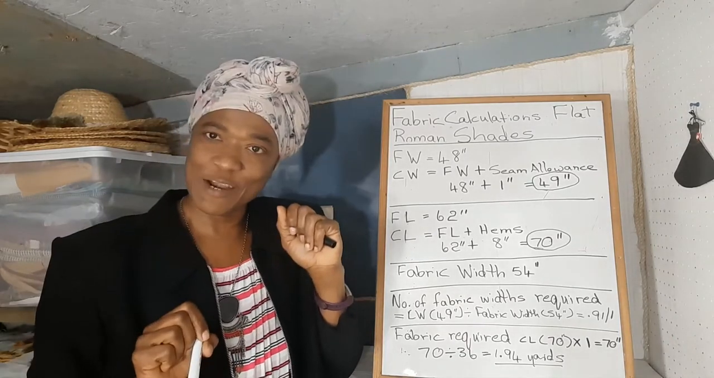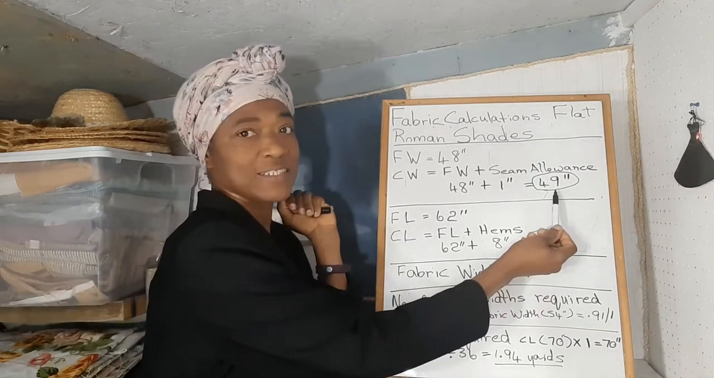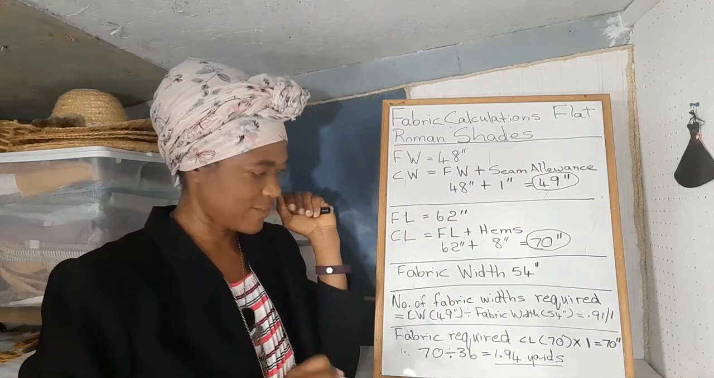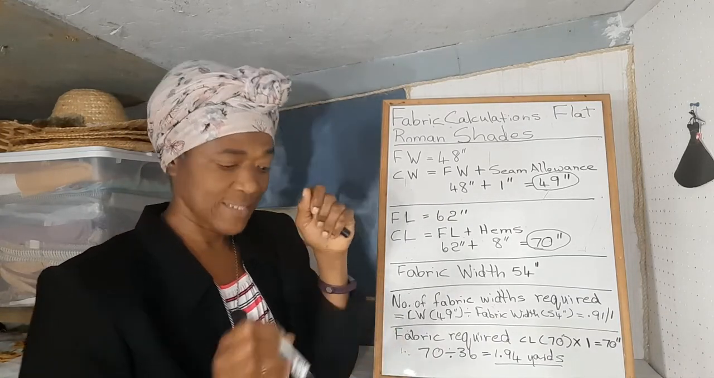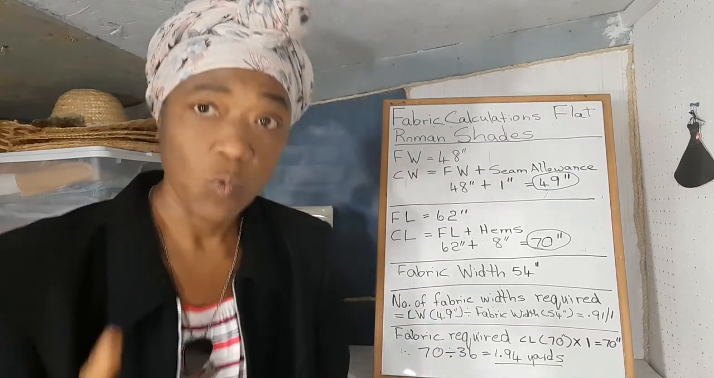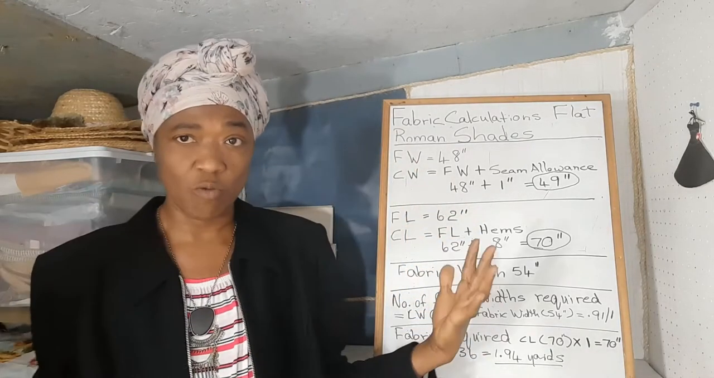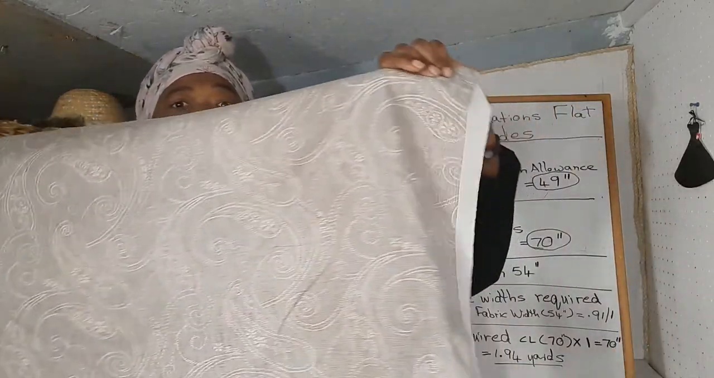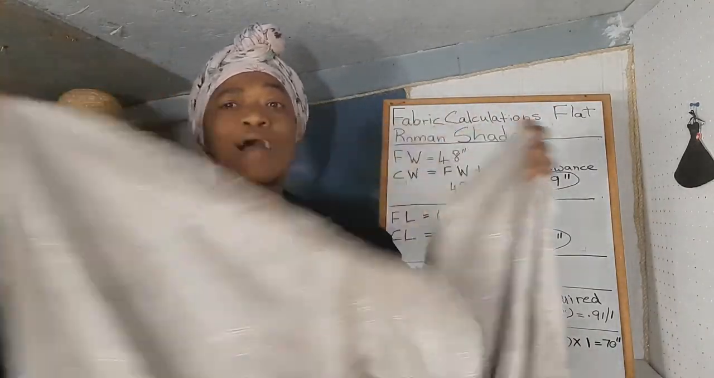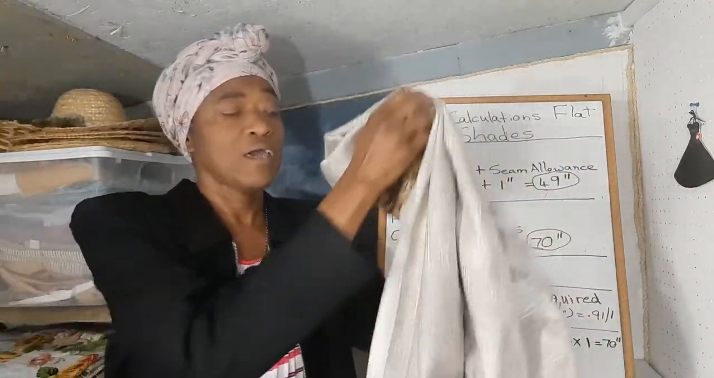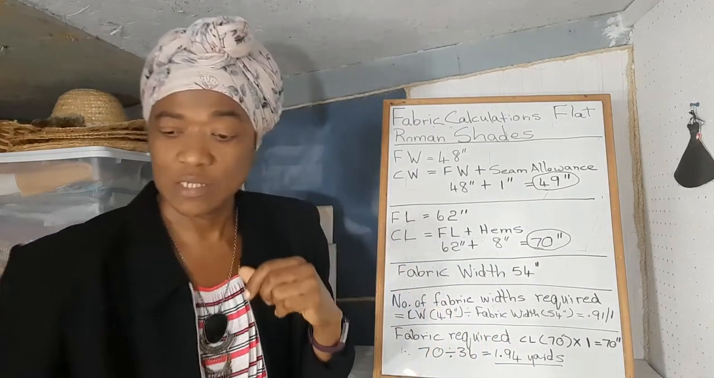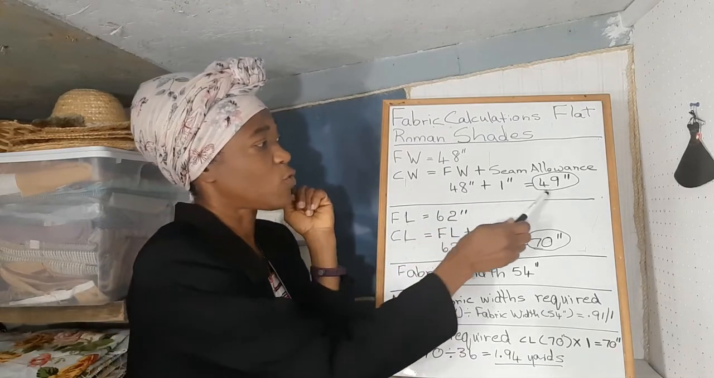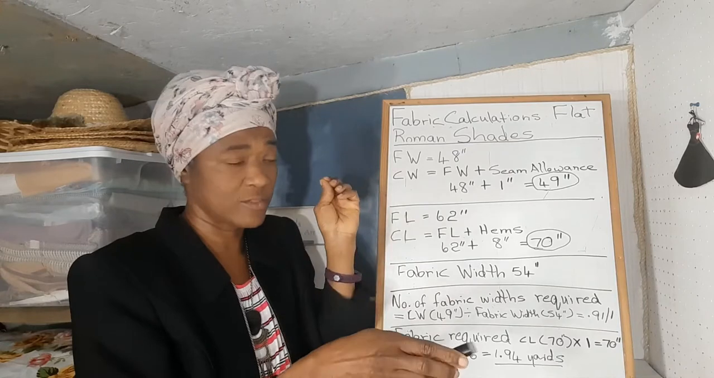Okay, so now we can start our calculations because we know our cut width, our cut length, and we know our fabric width. So, what we want to establish next is how many widths of fabric it will take to make this Roman blind. And basically, when we say width of fabric, we're talking about from end to end across the fabric. Okay? How many widths will we need to make a Roman blind that's 49 inches cut width?